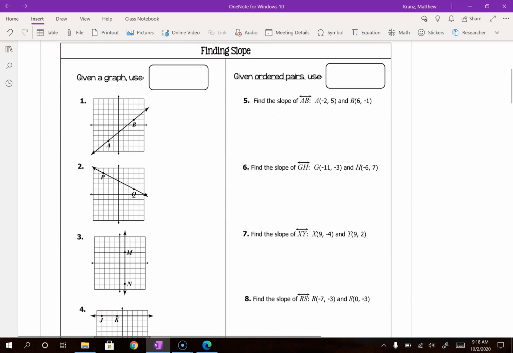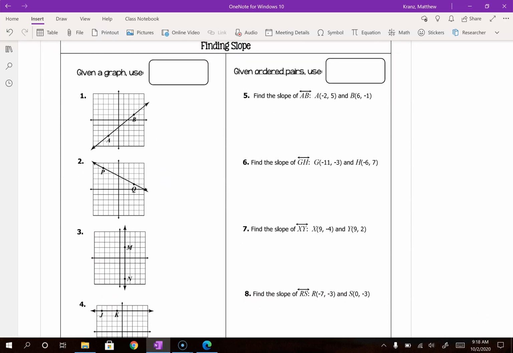So, given a graph, we're going to use the slope formula. And the slope formula, if you remember from a long time ago, was the slope, which is m, equals y2 minus y1 over x2 minus x1. So basically take your two y's and subtract them, and take your two x's and subtract them.